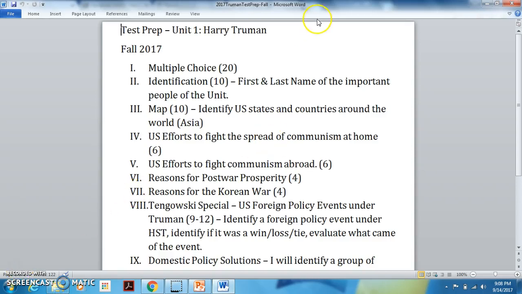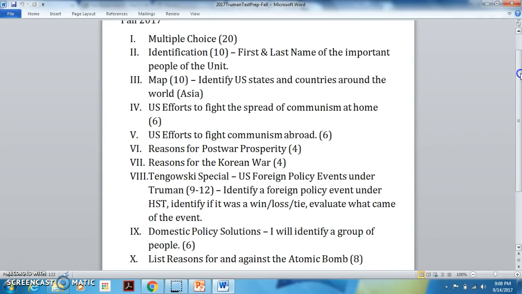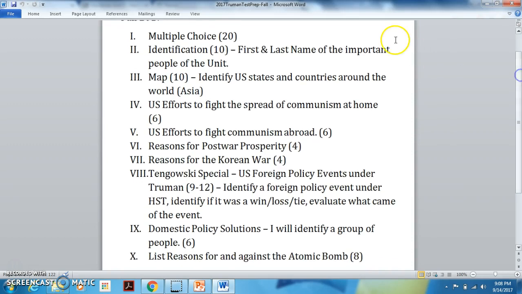Test prep, Unit 1, Harry Truman. These are the possible things that could be on your test tomorrow. Not all of them, but here we go. As always, there are 20 points of multiple choice. Make sure you choose the correct letter.